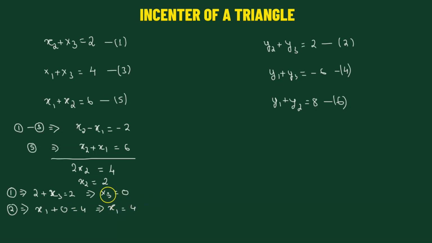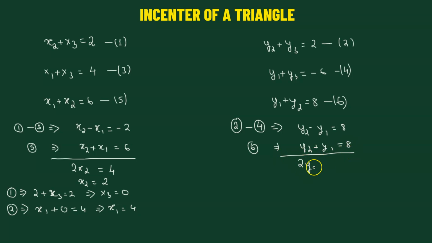Okay, now we have found the values of x1, x2 and x3. We'll try to find the values of y1, y2 and y3. So let's take equation number 2 and from it we're going to subtract equation number 4. That is going to give us y2 minus y1 equals, so 2 minus minus 6 is going to be 8. We'll keep equation 6 as it is. So y2 plus y1 equals 8. We'll add the two equations. So that gives us 2 times y2 equals 16. So y2 comes out to be 8.